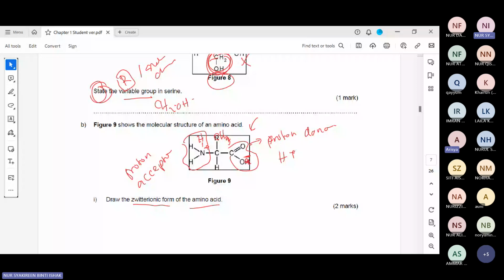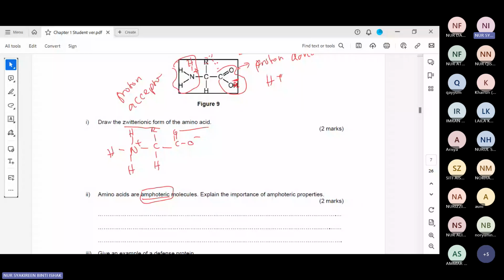Okay, so next question, amino acids are amphoteric molecules. So explain the importance of amphoteric properties. So amphoteric, okay, what is amphoteric? Basically, it is a molecule that can function as both base and also acid. So that's why the name is amino acid. It can function as both base, okay, amino group, and also acid due to the presence of carboxyl group.